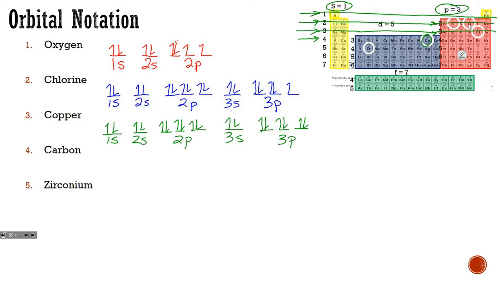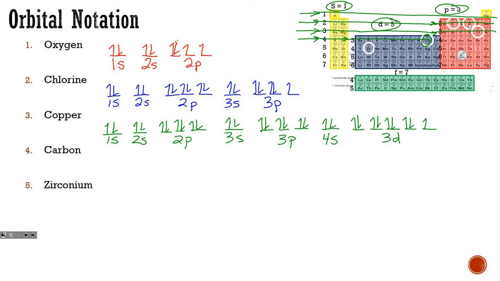Now I'm at the 4s, so s has 1. And I go up and down because I'm going to make it all the way through. Now at this point I hit the 3d. And the 3d has 5 rooms. So I'm going to go 1, 2, 3, 4, 5. This is my 3d. And I'm going to go 1, 2, 3, 4, 5, 6, 7, 8, 9 to get to copper.